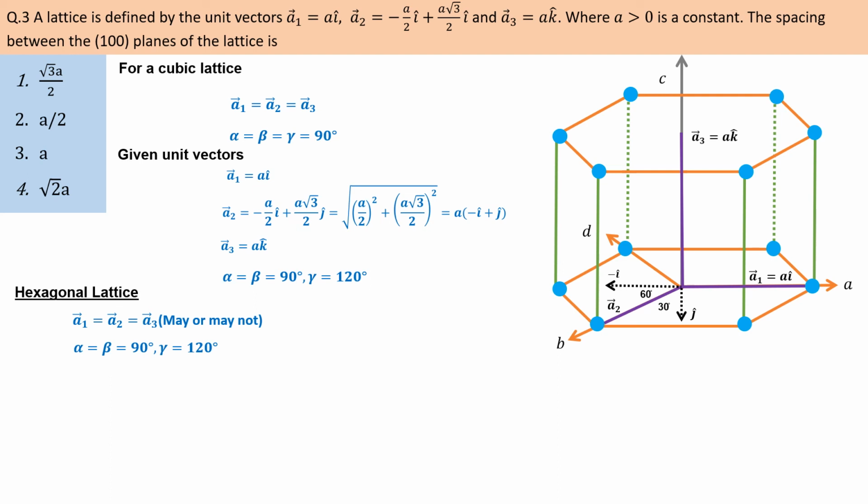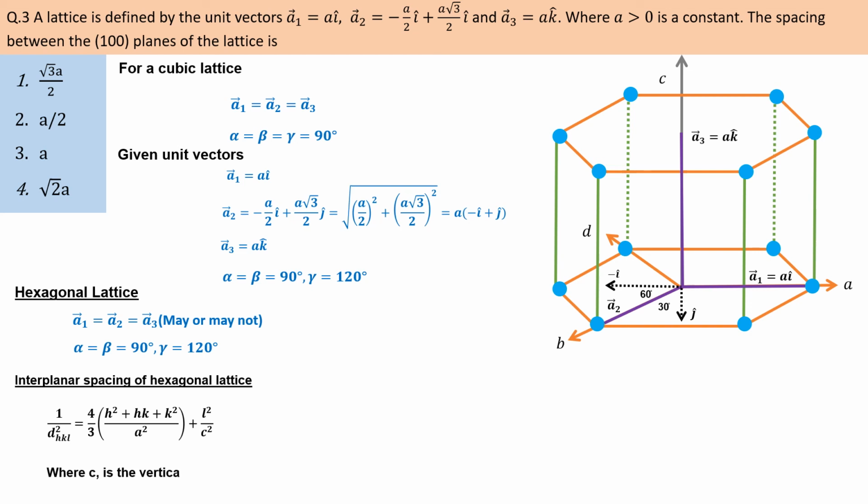The spacing between two planes of a hexagonal lattice is given by this formula, where C is representing the vertical axis. With the help of this formula, for the 100 plane, the spacing between 100 planes of a hexagonal lattice comes to root 3 a by 2, which is option 1.